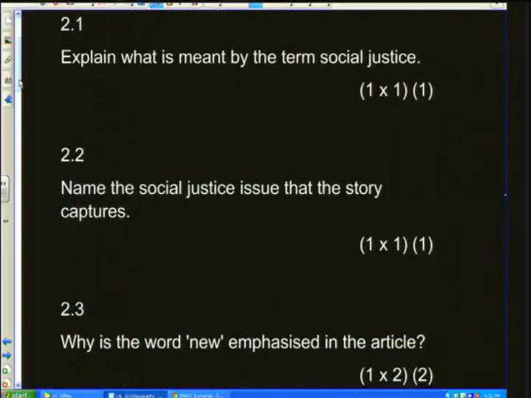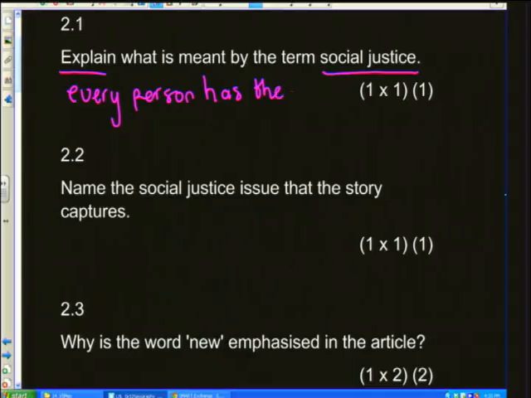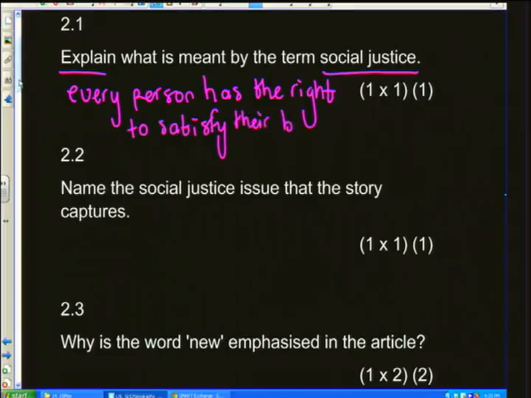First of all, that first term, explain what is meant by social justice. As we mentioned before, it means that every individual or every person has the right to satisfy their basic needs. And those are things like sanitation, access to electricity. All right, 1 mark for that definition.